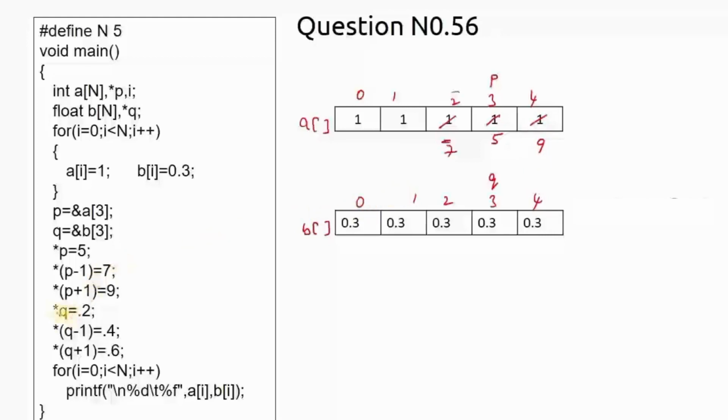So like this you need to assign. After that pointer q is equals to 0.2. So where is pointer q? Here. So this 0.3 has to be replaced with 0.2. Now pointer q minus 1. So we are going to the q minus 1 location, that means this location. This is the value 0.4. Now q plus 1. So this is the location. Now assigning this value with 0.6. So like this we have assigned.